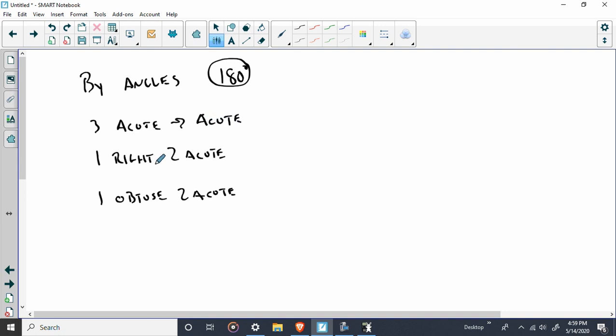It's pretty straightforward. If we have one right angle, we call that a right triangle. It's impossible to have two right angles, by the way. It's impossible to have two obtuse angles. We call this obtuse. So if you know these words, that's about it. So what are you looking for?